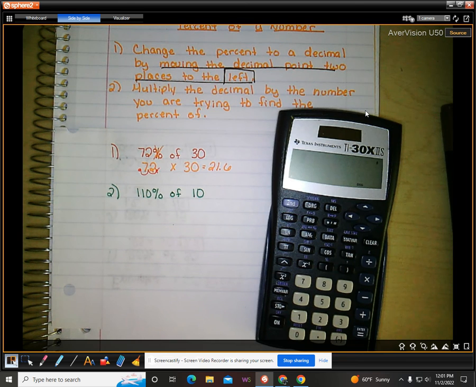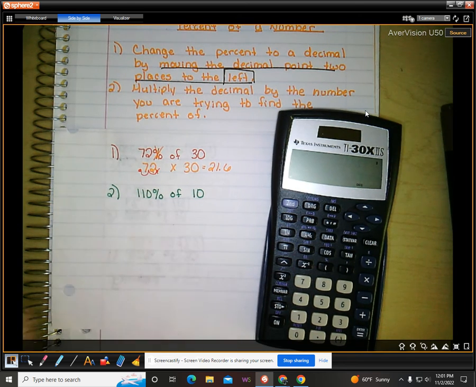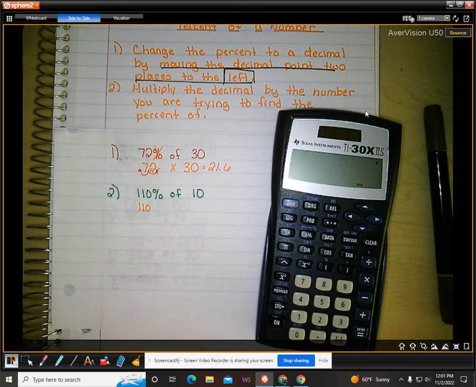Yes, 110% is more than 100. 100% would be 10, so therefore for 110%, I better have more than 10 as my answer. Okay? So I've got 110. Where's my decimal point in the number 110? Not where I move it to. Where is it now? Leah?